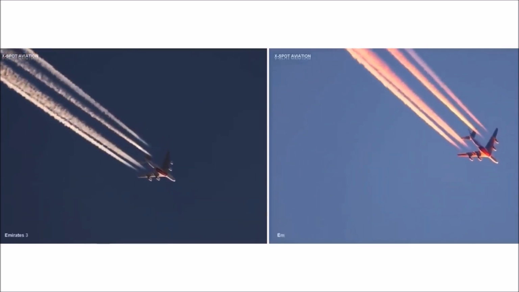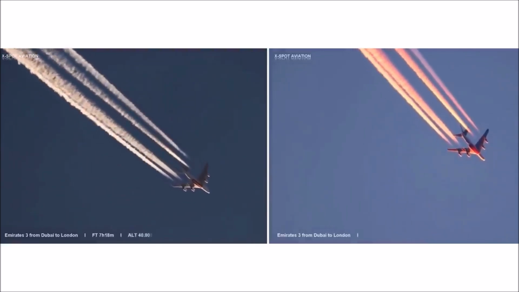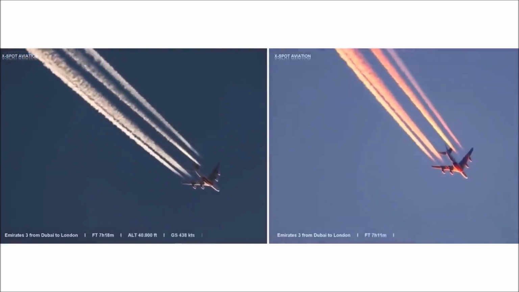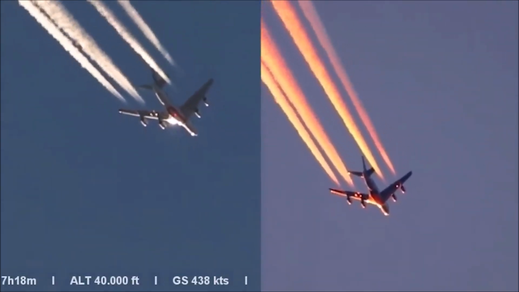Both of them involving Emirates Airbus A380s flying between Dubai and London, both stated to be at 40,000 feet, and both captured at what looks more like sunset rather than sunrise. Both of them show exactly what I've been describing here, with the clear reflection of the sun gradually moving across the underside of the left wing.